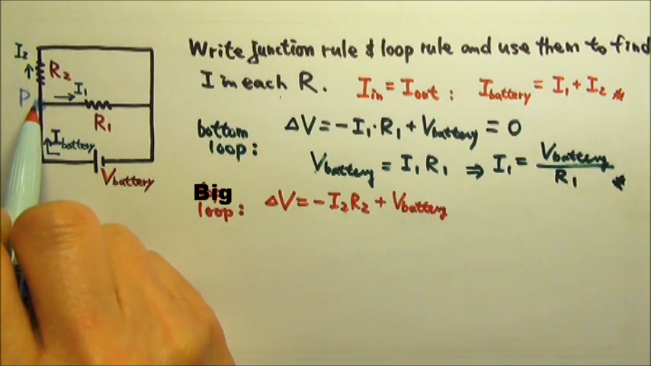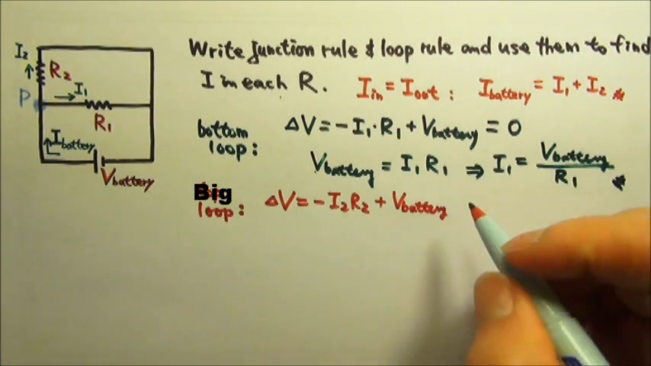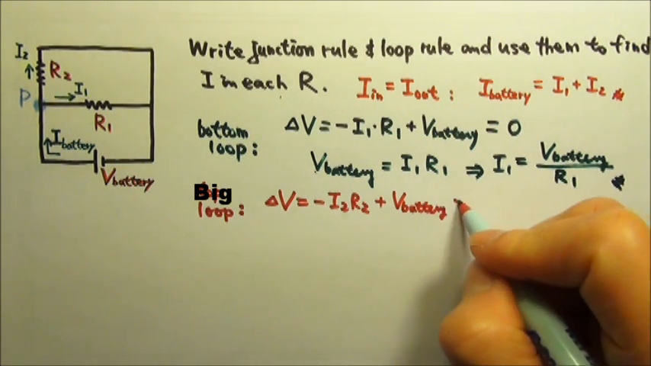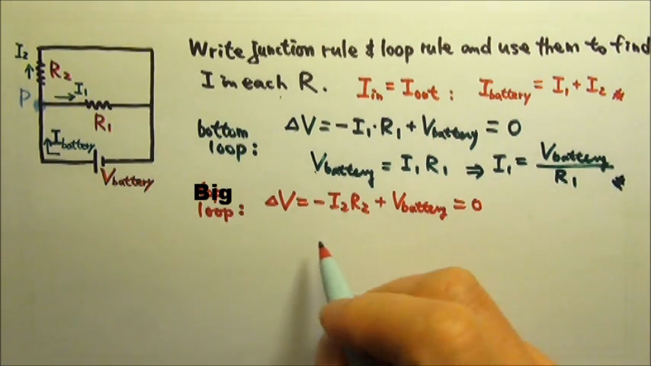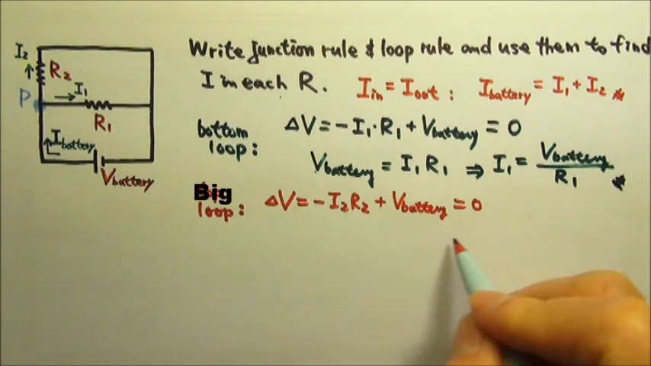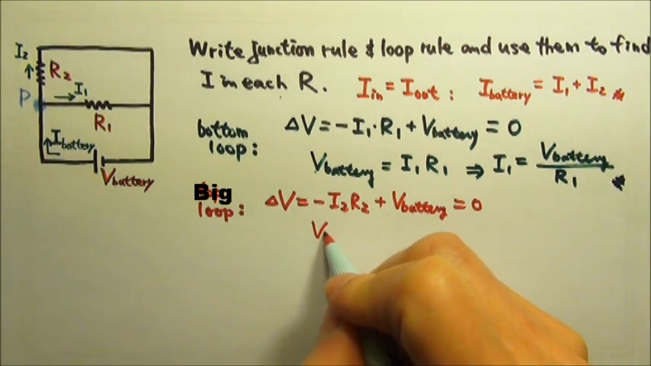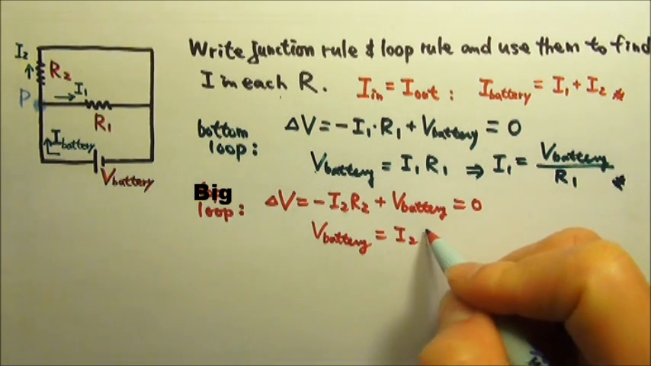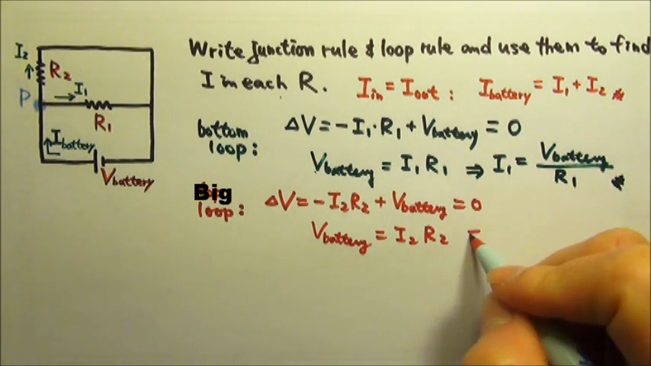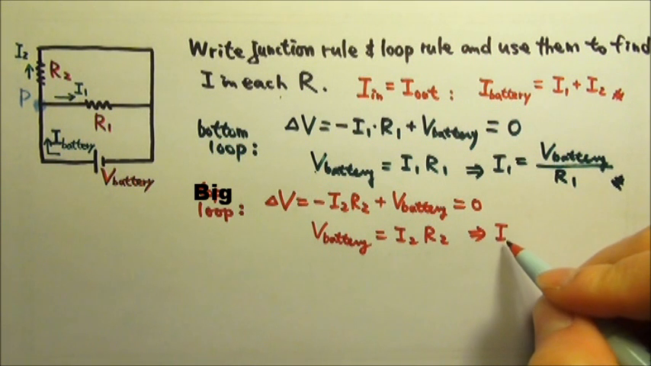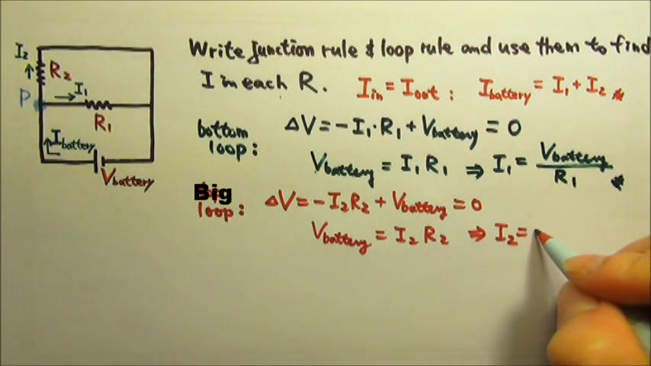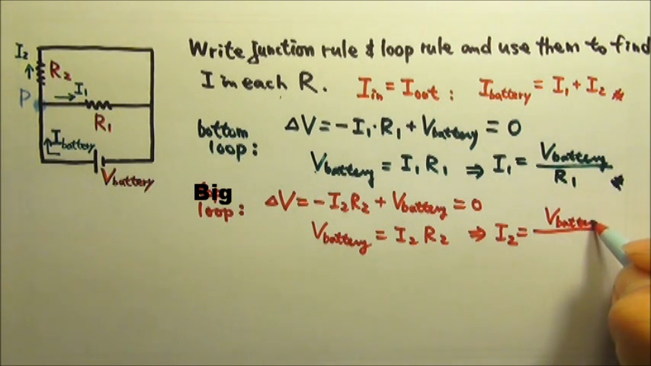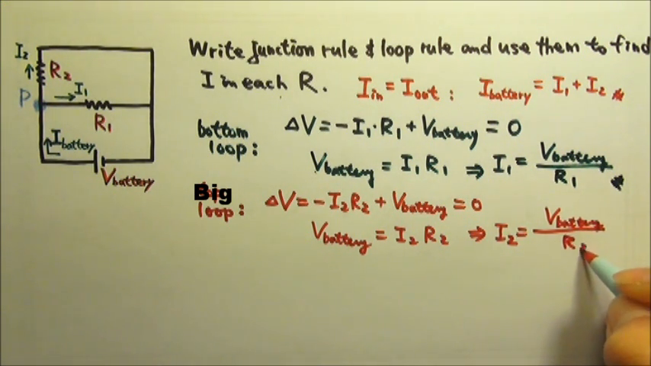Nothing here, and then we're back to the starting point. For a complete closed loop, the delta V should equal 0. We can move this term to the other side, so the voltage of the battery equals I2 R2. That means the current in resistor R2 is the voltage difference provided by the battery divided by R2.